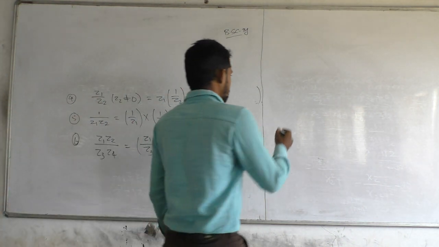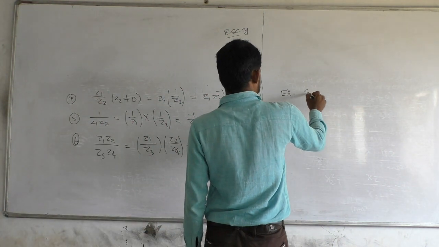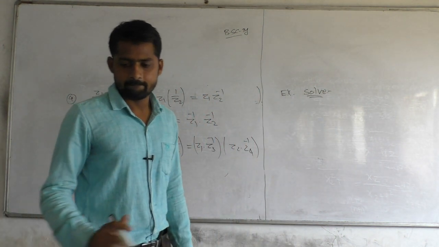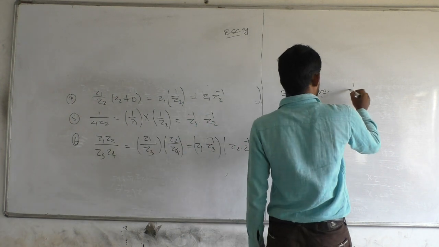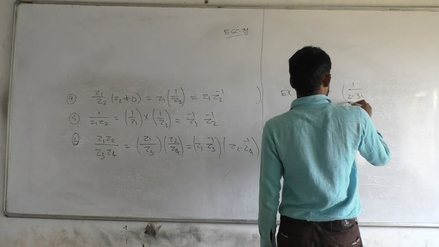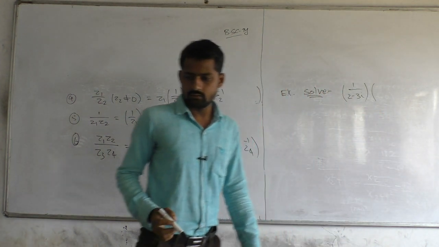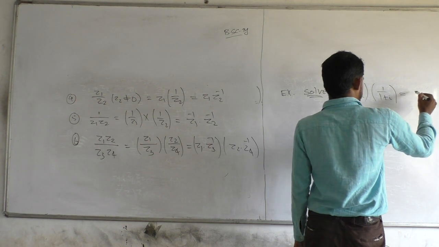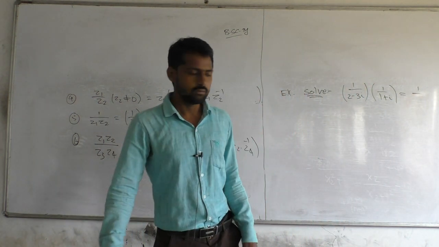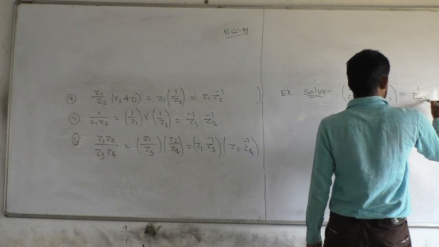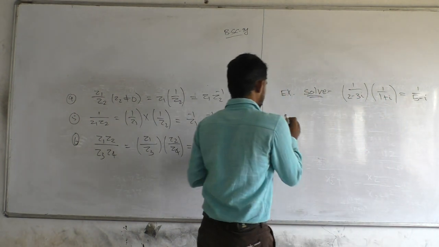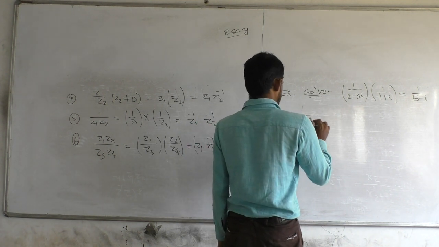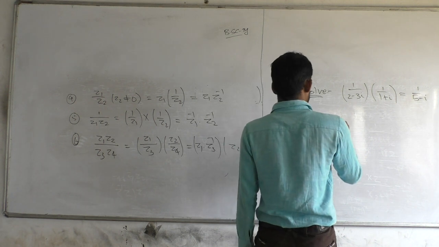Solve: 1 divided by 2 minus 3i times 1 divided by 1 plus i is equal to 1 divided by 5 minus i. So we have been given this. So we can write this as 2 minus 3i into 1 plus i.